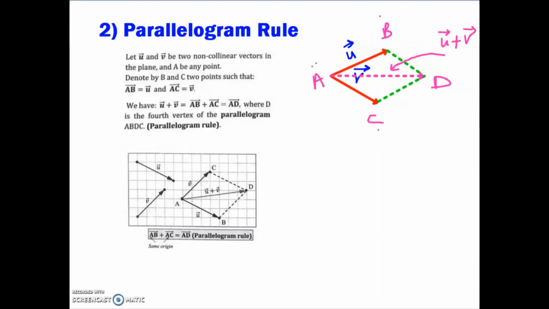Okay, so if we have this, notice that we have AB plus AC as vectors. So U plus V, which is the same as AB plus AC, is equal to what? To AD. So U plus V is equal to the vector AD, where D is the fourth vertex of the parallelogram ABDC.